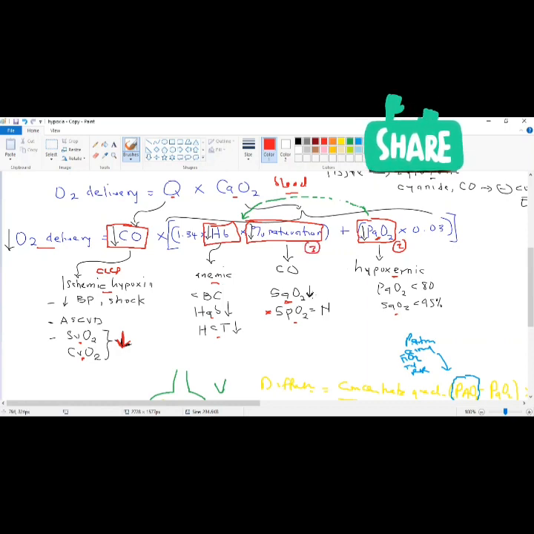Yeah, PO2 can affect SaO2. So if PO2 goes down, then SaO2 will be low as well. Saturation will be low, because I can't load oxygen onto hemoglobin as well. Then I'll try to find out what the mechanism of the hypoxemia is.